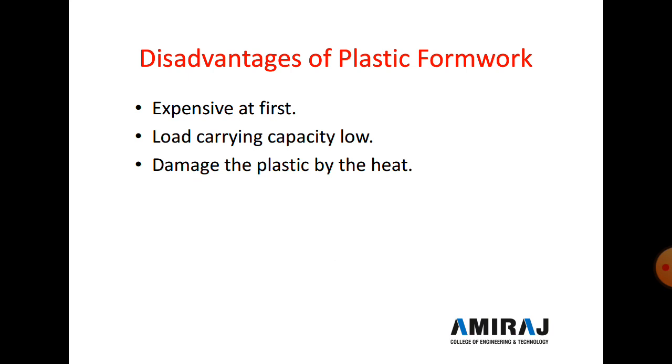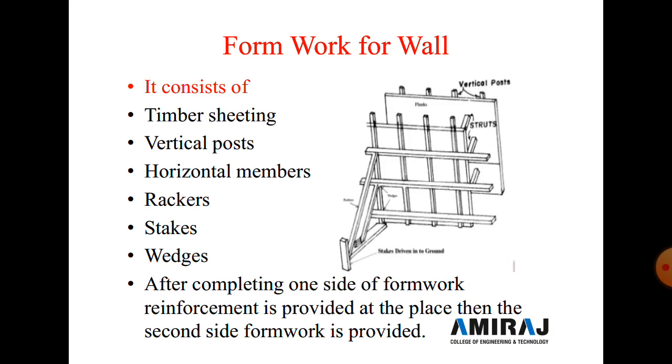Now we discuss the next point, formwork for a wall. Here it consists of timber sheeting, then vertical posts, horizontal members, rakers, stakers, and wedges.